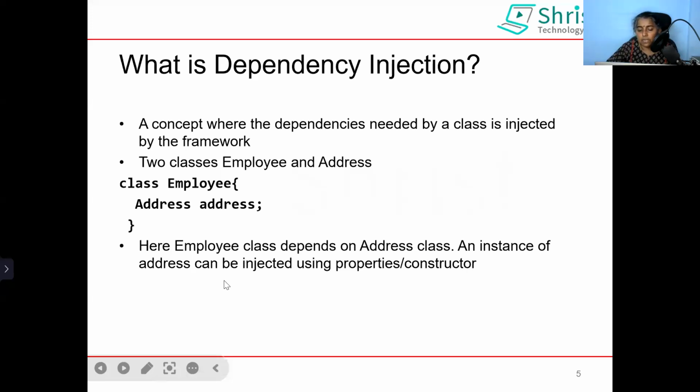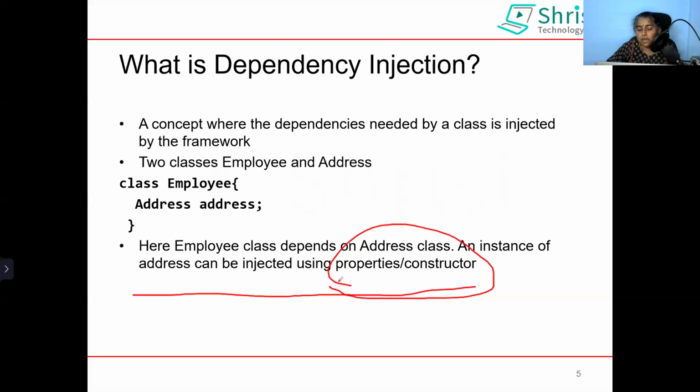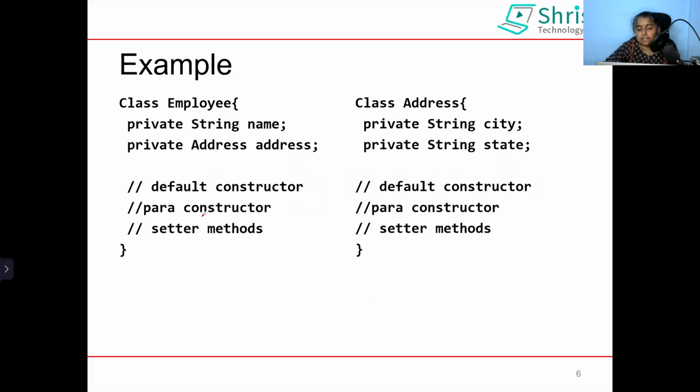So if I want to create an employee object, an instance of address has to be injected using properties, that is using a setter method or using a constructor. Let us see that example. Just like whatever I have told, it is having a default constructor, a parameterized constructor, getter and setter methods, all that are available.